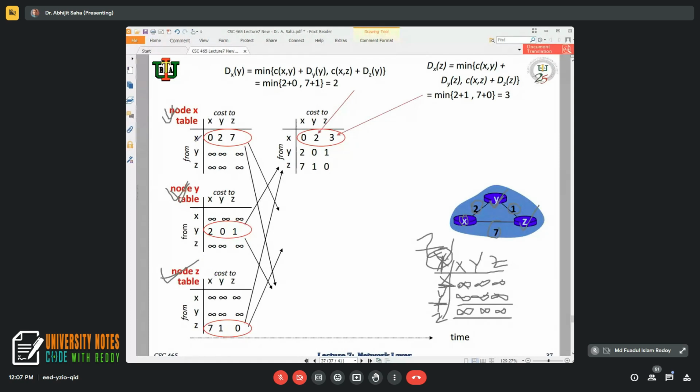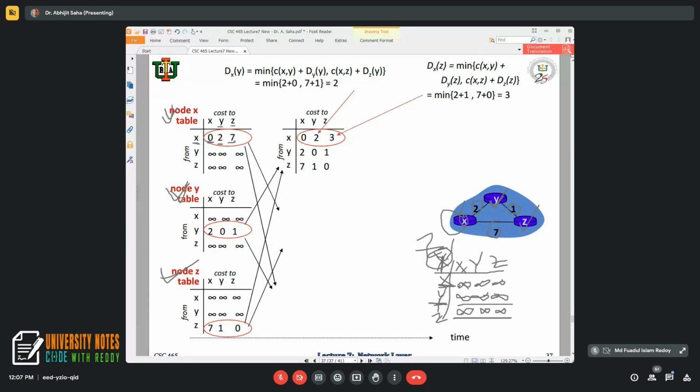Now look at the node x table. From x to x, it is itself, so the cost is 0. Now x to y: can I go directly from x to y? Yes. What is the cost? The cost is 2, so I am writing the 2 here. Now can I go from x to z directly? Yes, I can go directly. What is the cost? 7. So I have written the 7.